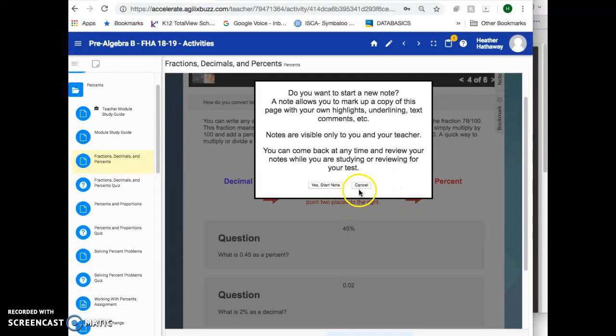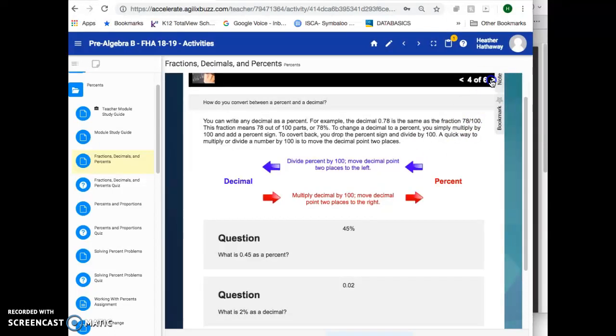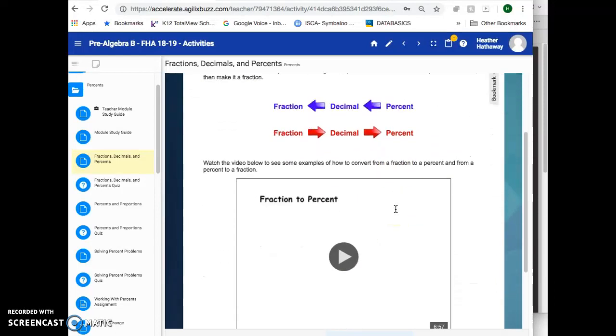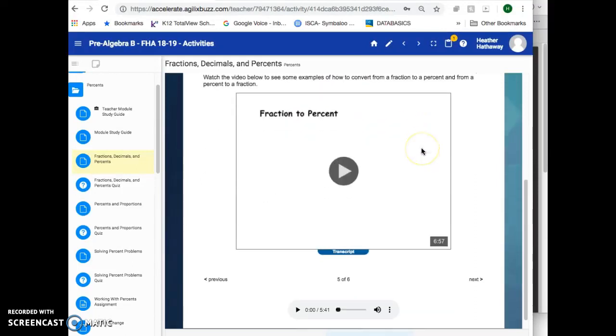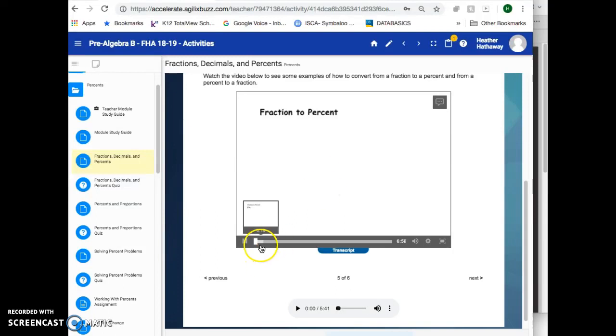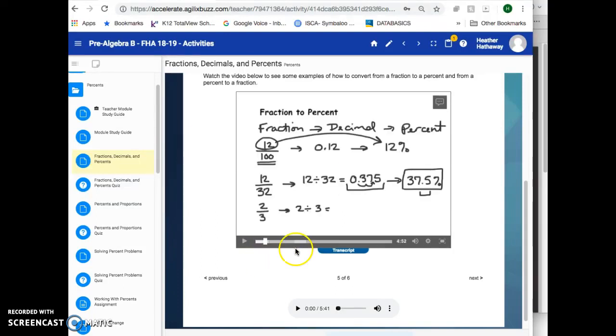I'm going to put cancel. Oh, it's trying to get me to make notes. So there it is again. Fraction to decimal percent, fraction decimal to percent. It's like, how do you convert these back and forth? So press play and take notes. Take notes with everything that she does.